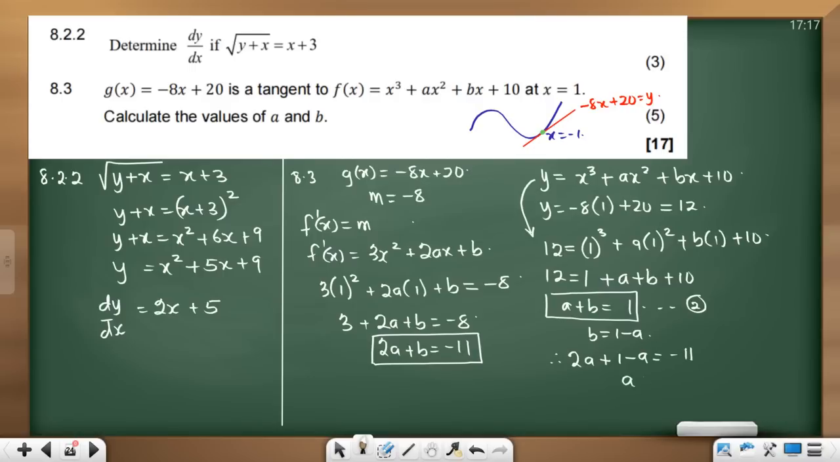2a minus a would give me a. And if I move the positive 1 over, it becomes negative 12. Then I know that negative 12 plus b equals 1. What is 1 plus 12? 13. So once you get two variables, understand that you must use a simultaneous what?